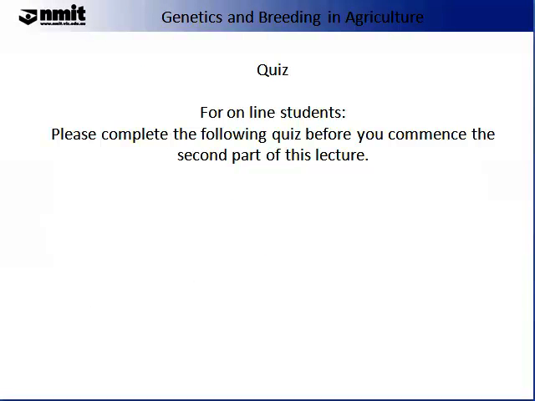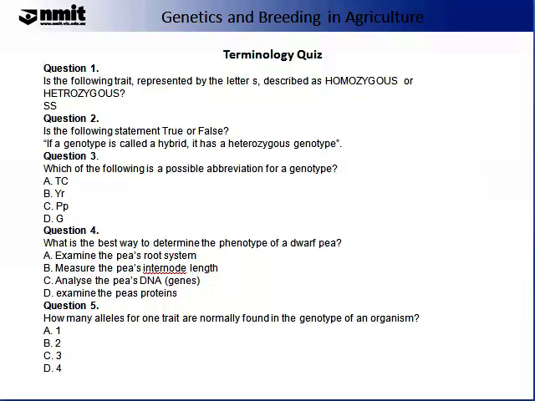For the online students, please complete the following quiz before you commence the second part of the lecture. It is important that you understand the terminology correctly, otherwise explaining Mendelian inheritance will be very difficult. Please answer the following questions.